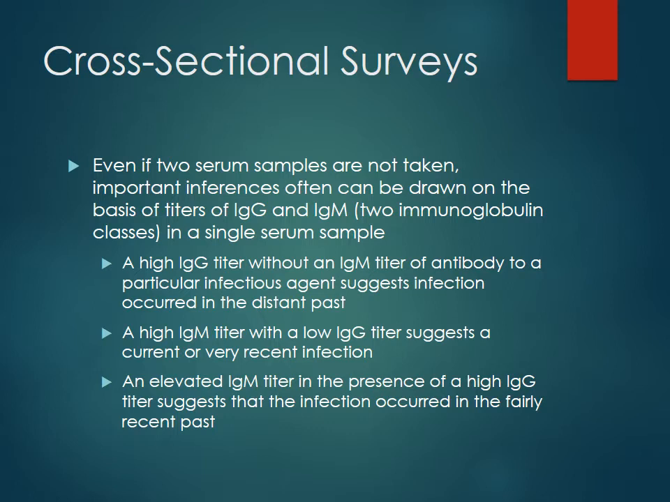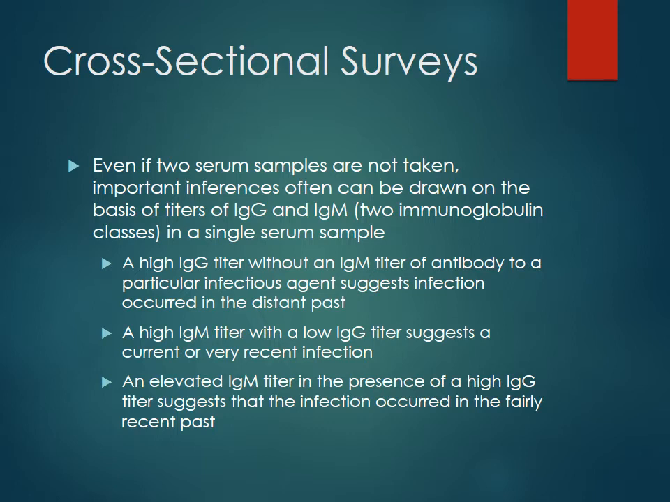Another way we can do this as well, if you can't do, say, 2 serum samples, you could do 1 and look at the levels of, say, IgG and IgM. So you guys, I'm sure, have gone through IgG and IgM, the difference between the two, right? So for instance, by looking at the relative levels of one another, you can kind of assume how recent or long ago someone's been infected with a particular disease state. So say you have a high IgG titer without an IgM titer of antibody to a particular infectious agent, that may suggest that the infection occurred in the distant past, right? However, on the other hand, if you had a high IgM titer with low IgG, it may suggest a very current or very recent infection.